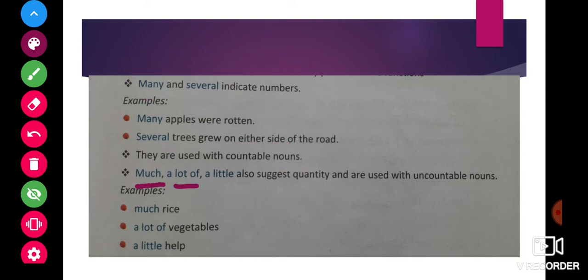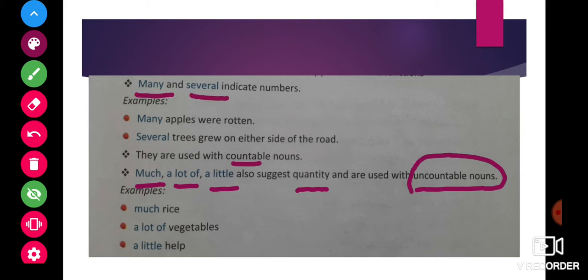Much, a lot of, a little also suggest quantity and are used with uncountable nouns. Previously we have seen that many and several are used with countable nouns, but much, a lot of, little are used with uncountable nouns. For example, much rice, a lot of vegetables, a little help. All these are uncountable nouns.